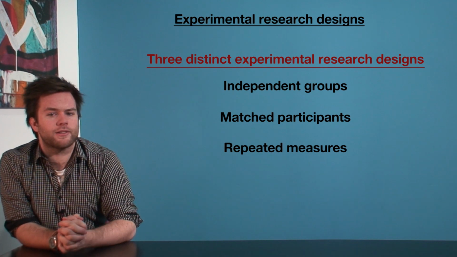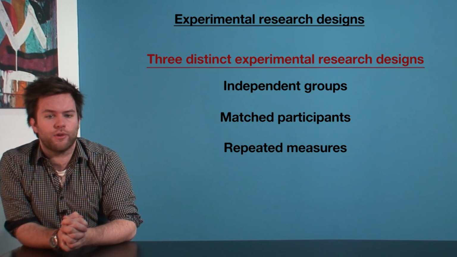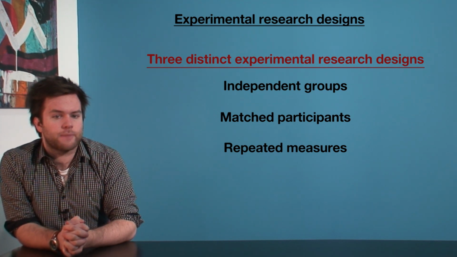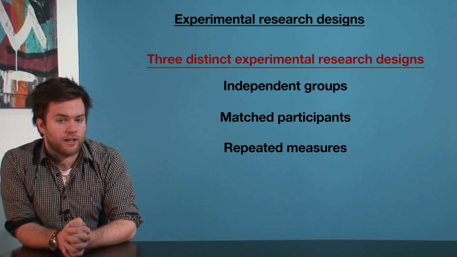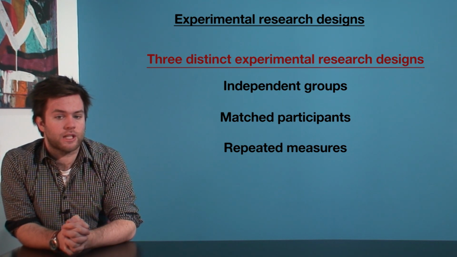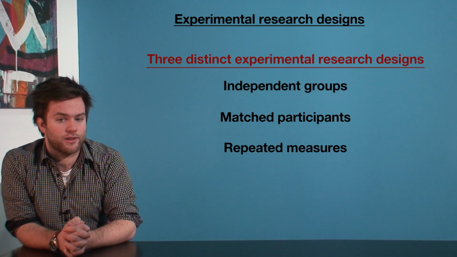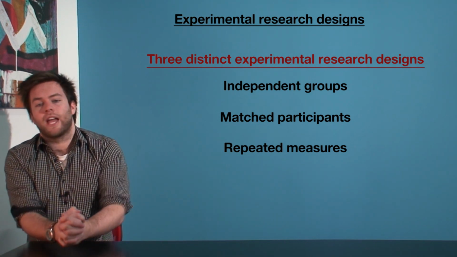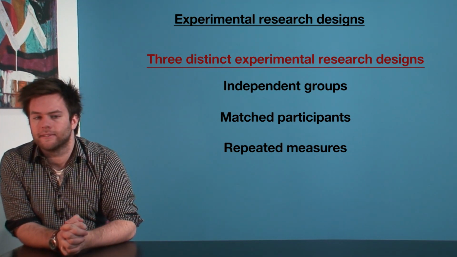In repeated measures, all participants are exposed to both research conditions. This means that participant effects are eliminated because the same people are exposed to the experimental condition and the control condition. But on the other hand, it makes order effects quite likely.